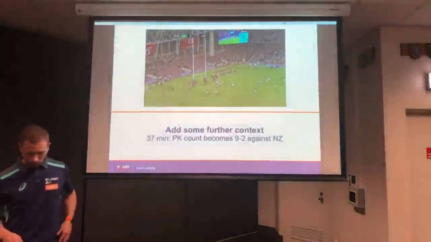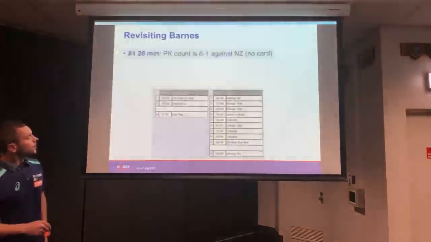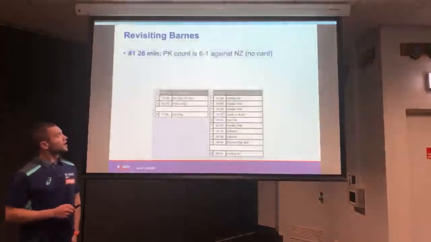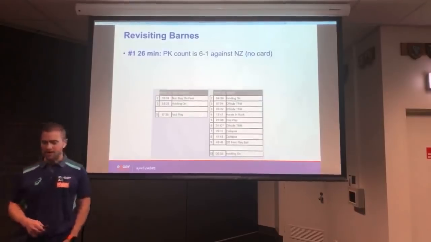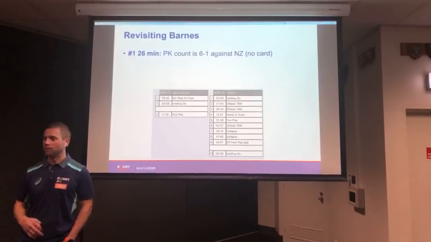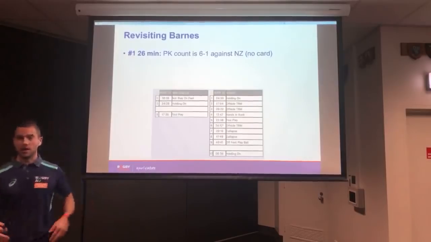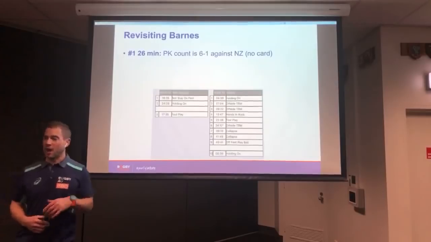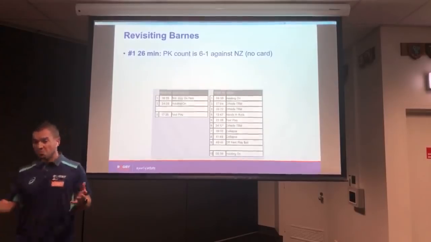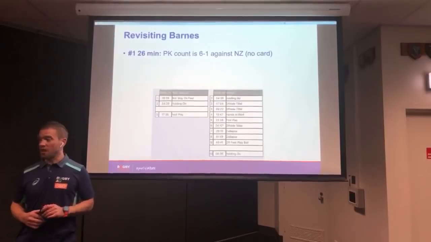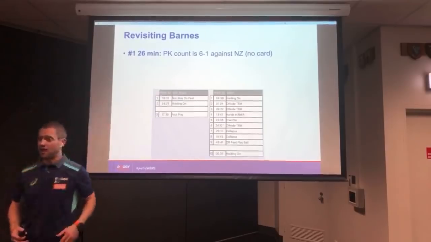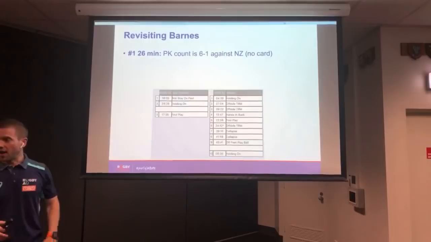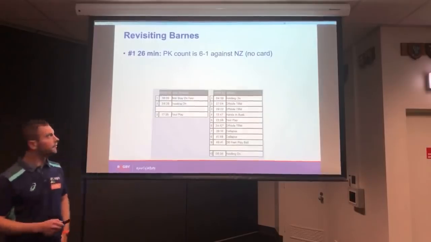Okay, so I've had the warning. So at the 26-minute mark, we've got the penalty count at 6-1 against New Zealand, and we have a cynical slap down by the New Zealand player, but no yellow card. So some of you may have said at the start, when you looked at that moment in isolation, yep, if he'd issued a yellow card there, I don't think anyone would have said any issues with that. Black player off his feet, Ireland get the ball from the line out, and he just knocks it out of his hand. Pretty cynical. I don't think anyone would have had any issue around the yellow card.